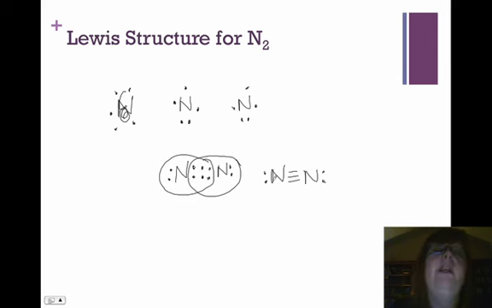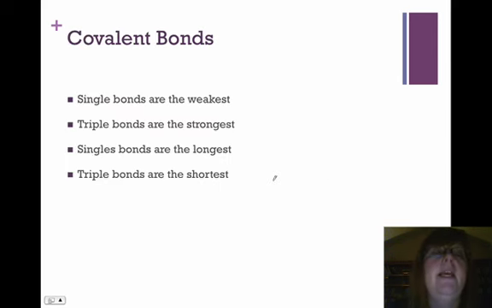All right, so covalent bonds, let's just summarize. It's when electrons are shared, it's between nonmetals, and we've looked at the Lewis structures of our diatomic molecules. Next video, we're going to start drawing Lewis structures, and we're going to have some sets of rules for drawing these things. But right now, let's just know that single bonds are the weakest, triple bonds are the strongest, single bonds are the longest, and triple bonds are the shortest.